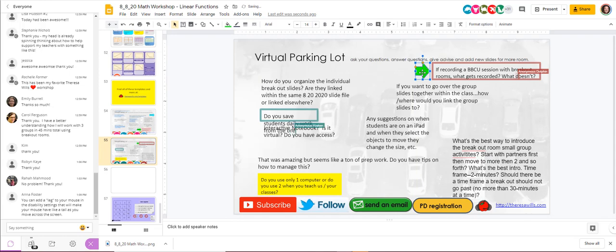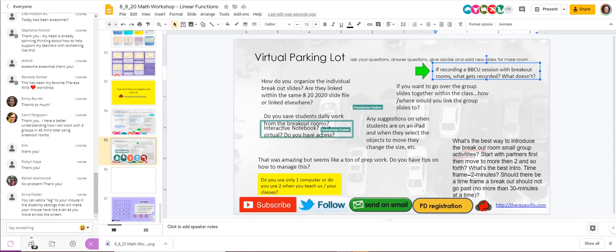If recording a Blackboard Collaborate Ultra with Breakout Rooms, what gets recorded, what doesn't? Whatever's on your screen that you're sharing gets recorded.